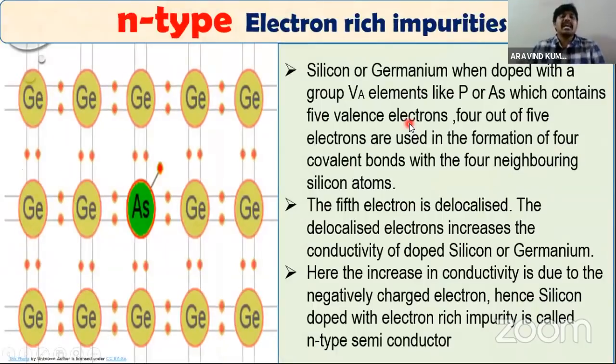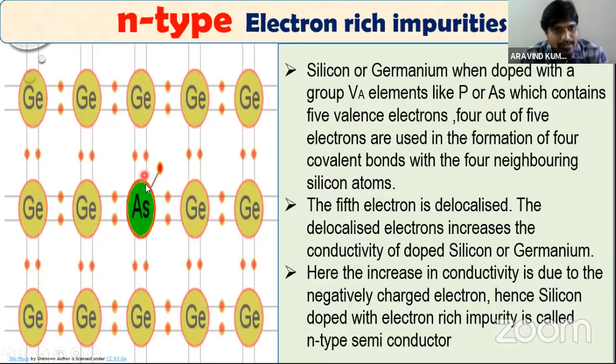Next one, n-type semiconductors. After the p-type, now you have an idea. P stands for positive, n stands for negative, right? You can compare it, children. Now, again, the fourth group elements, silicon, germanium, when doped with fifth group elements like phosphorus, arsenic. Now, phosphorus belongs to which group element? Fifth A group element. How many valence electrons will be there, children? 5 valence electrons. Arsenic also is a fifth A group element, 5 valence electrons.